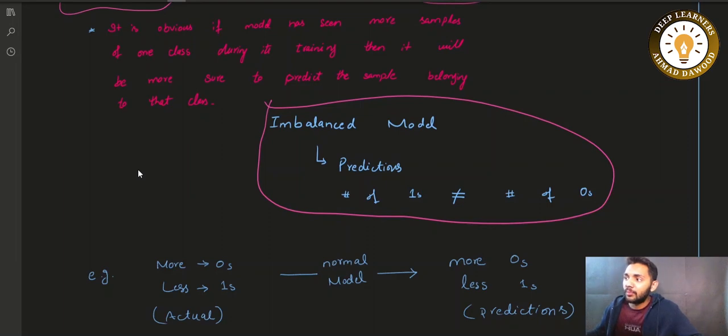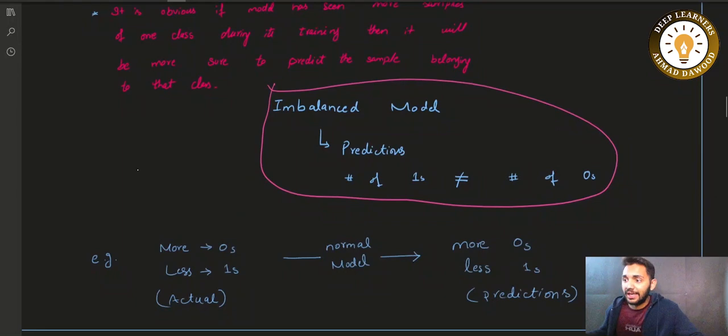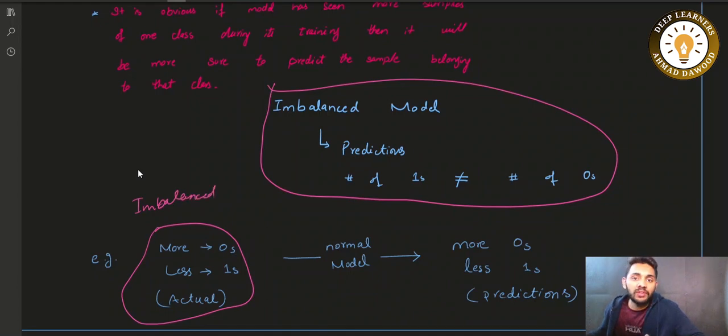An unbalanced model means that in the predictions, the number of ones and the number of zeros are not equal to each other. One class will be in the majority and one class will be in the minority in your predictions. Like here, if you have this type of imbalanced dataset, and I also recommend you always use the majority samples as zeros and the minority samples as ones.